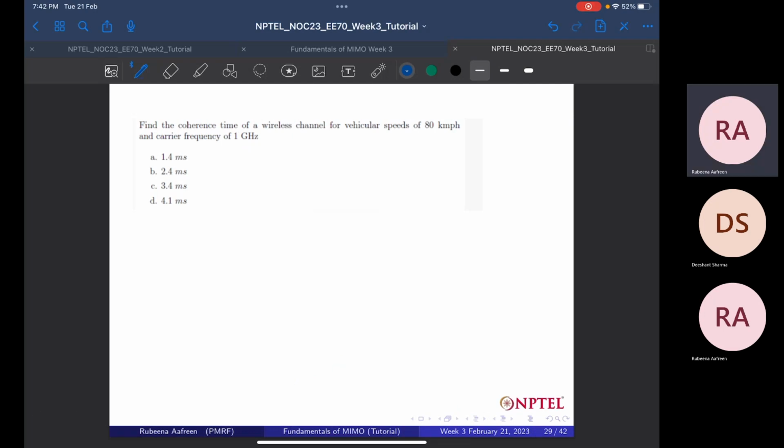Great. Now this one is a question on coherence time. So V you have been given as 80 km per hour and Fc is 1 gigahertz. Can you tell the coherence time?